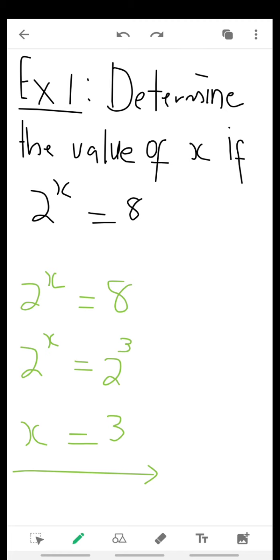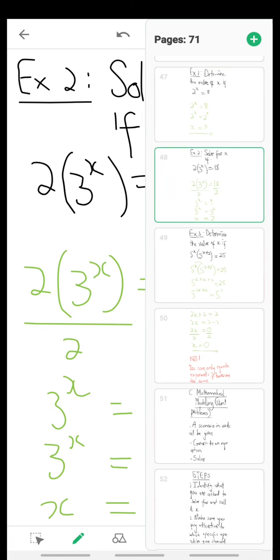Now, since base 2 equals base 2, equal bases will be equal exponents. We'll equate the exponents. So that means x will be equal to 3. Well done. Okay, now let us go to example 2.